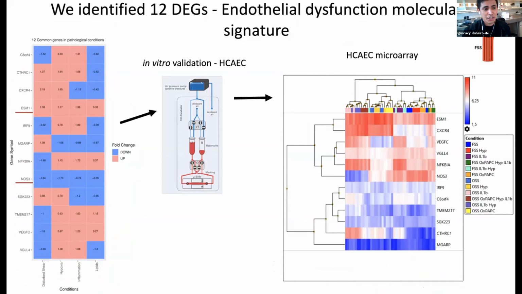We identified 12 genes differentially expressed in all conditions. And when we saw these results, we realized that it wasn't as straightforward as we thought, because the genes vary according to the condition.